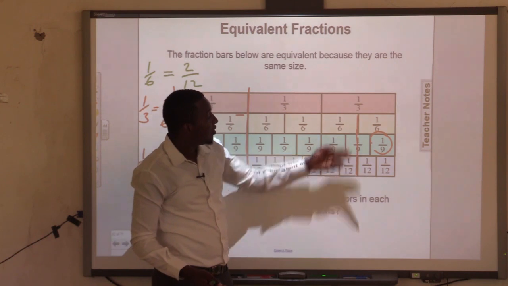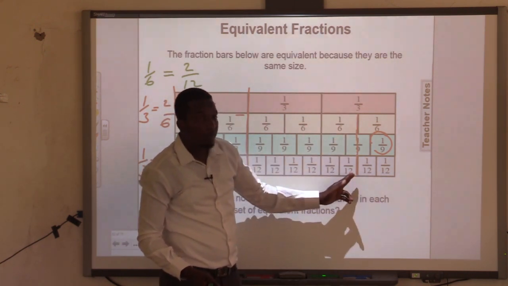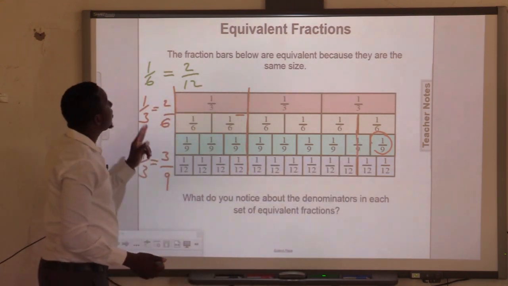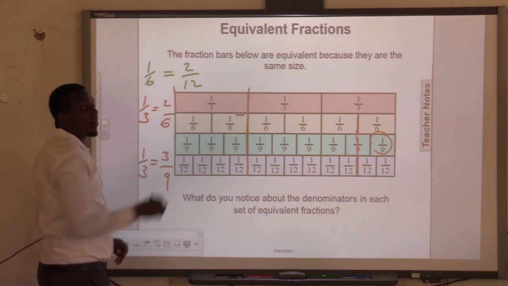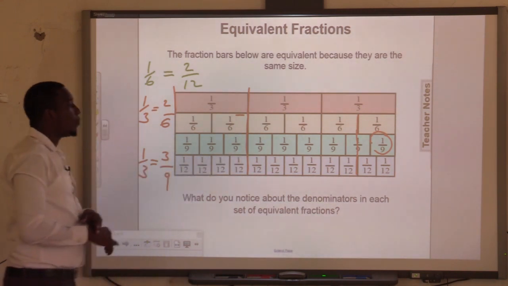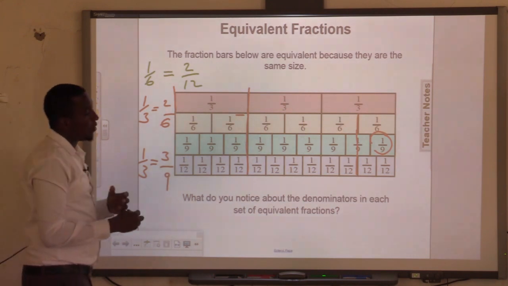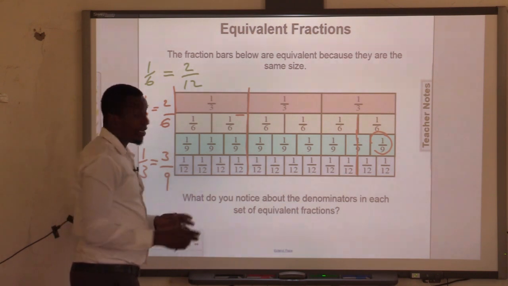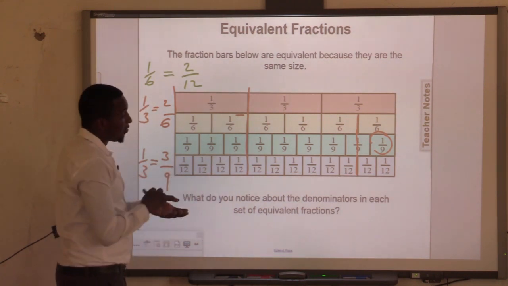So what we say is, the fraction 1/6 is equivalent to 2 of the 1/12s, which is 2/12. If you have the chart at home, you can have so many fractions here that are equivalent. You just have to make sure that you follow the trend I am following in order to fish out which ones are equivalent and which ones are not equivalent.